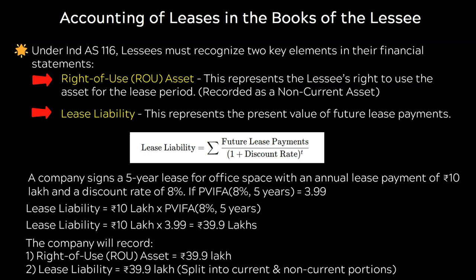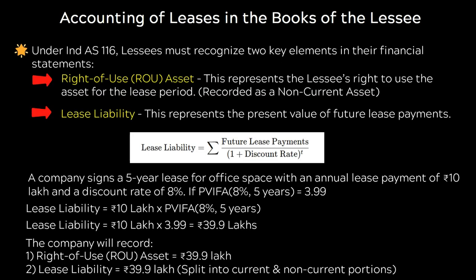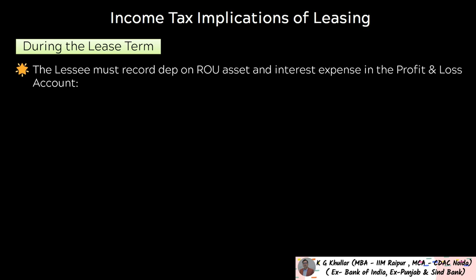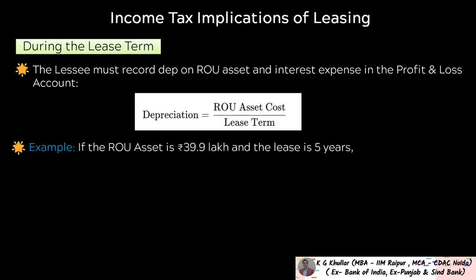Next friends, during the lease term, the lessee must record depreciation on the ROU asset and interest expense in the profit and loss account. Now the depreciation on the ROU asset is calculated using the relation: depreciation is equal to ROU asset cost divided by lease term. For example, if the ROU asset cost is given as 39.9 lakhs and the lease is for 5 years, then annual depreciation will be simply 39.9 lakhs divided by 5 equals rupees 7.98 lakhs.